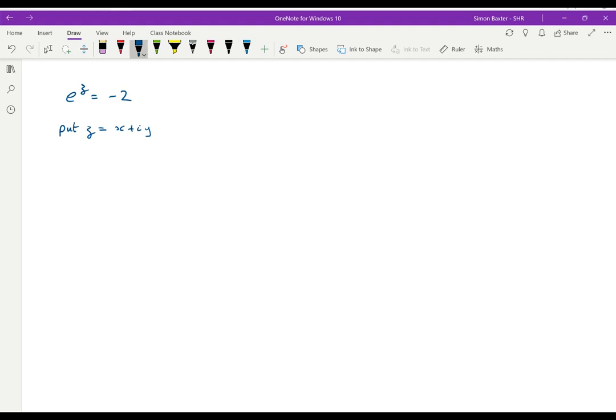X and y are both real. This will give us that e to the x plus iy is equal to minus 2. Well, e to the x plus iy is e to the x e to the iy. If we now use Euler's relation, we get e to the x cos y plus i e to the x sine y. Has to be minus 2.